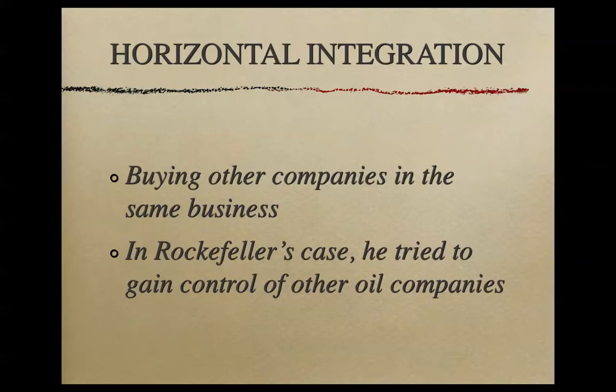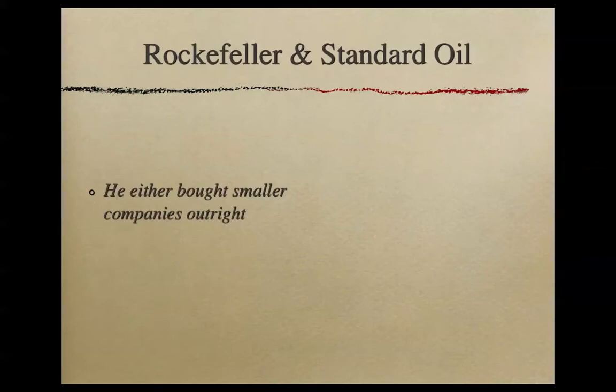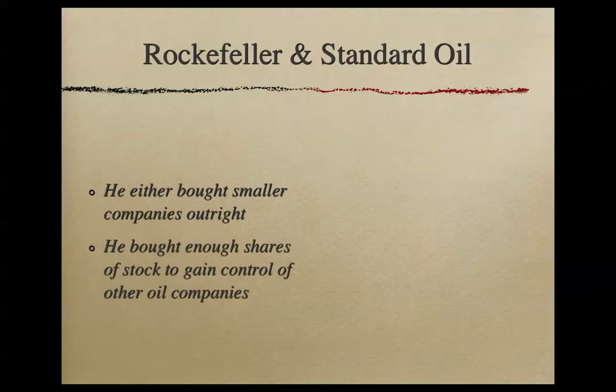In Rockefeller's case, he tried to gain control of all other oil companies. He either bought small companies outright, or he bought enough of their shares of stock to gain control of their companies. Can you remember how much he needed to have? Yes, 51%. He needed to have one more than half the shares, 51%.